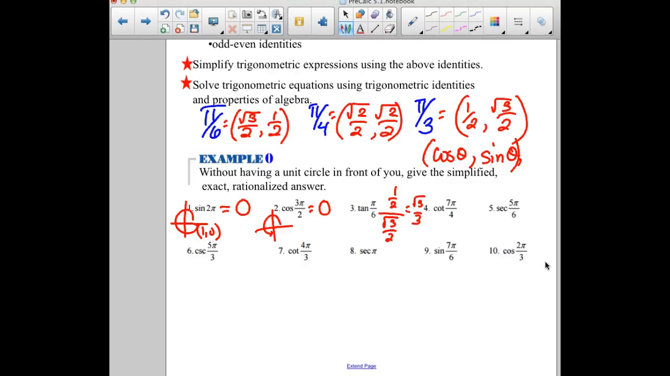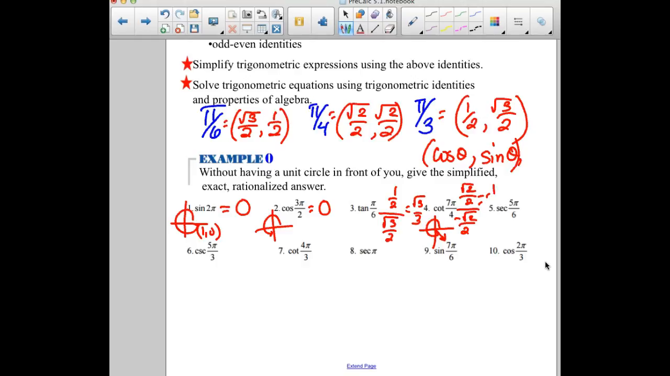For 7 pi over 4, think about where we would be. We need to go 7/4, which puts us halfway through this 4th quadrant. Pi over 4s are the root 2 over 2 combinations, but in that quadrant our sine is negative, our cosine is positive. So for cotangent, x over y, we have root 2 over 2 divided by negative root 2 over 2, which gives us negative 1.